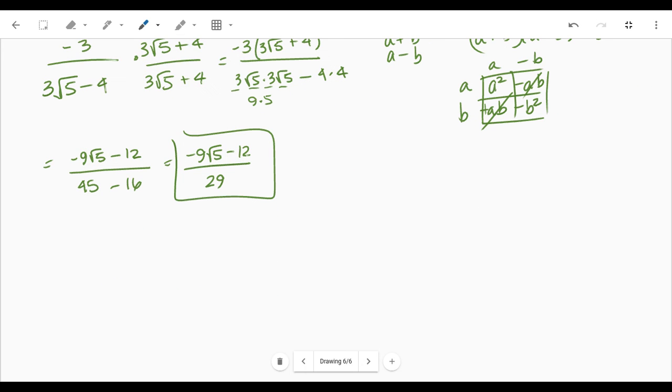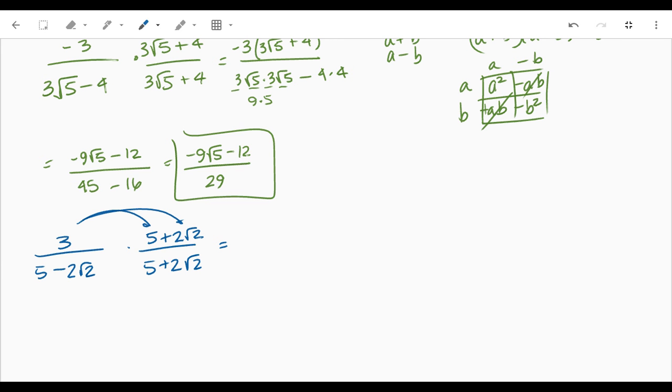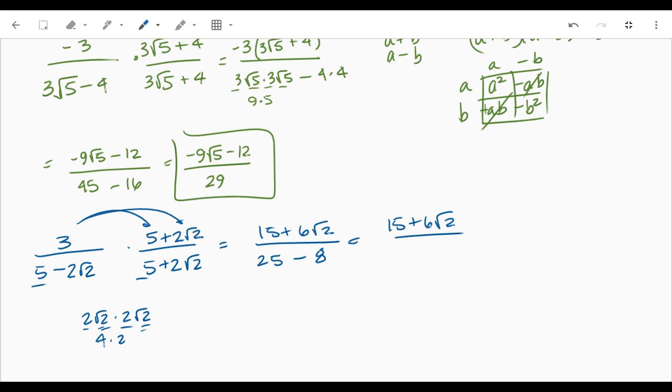I can do another one for you there. This one we have 3 over 5 minus 2 square root of 2. Rationalize the denominator, so we're going to multiply by 5 plus 2 square root of 2. So we distribute that 3, so we'll have 15 plus 6 root 2. And then we can do 5 times 5, which is 25, minus 2 root 2 times 2 root 2, which is 4 times 2, 2 times 2 is 4. Root 2 times root 2 is 2. So it's 8. So I have 15 plus 6 root 2 over 25 minus 8, which is going to be 17. And that's your answer.